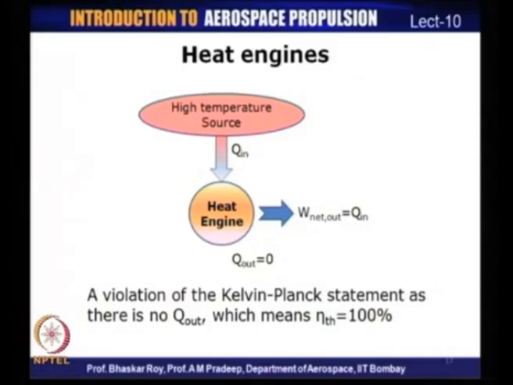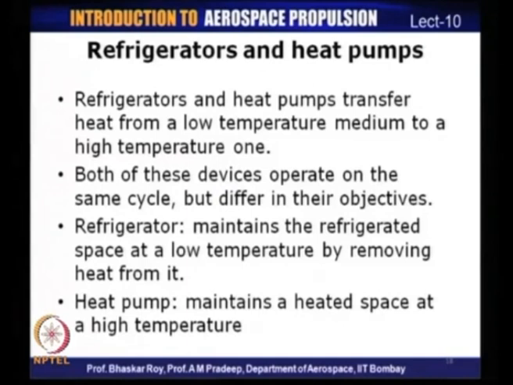So, let us now discuss two other devices which are of interest to us, which are refrigerators and heat pumps. These are devices which are in some sense opposite to that of a heat engine. A heat engine, as we know, operates between a high temperature source and a low temperature sink and generates a net work output. Refrigerators and heat pumps, on the other hand, transfer heat from a low temperature medium to a high temperature one, and this requires a work input. So, it is in some sense opposite to that of a heat engine.